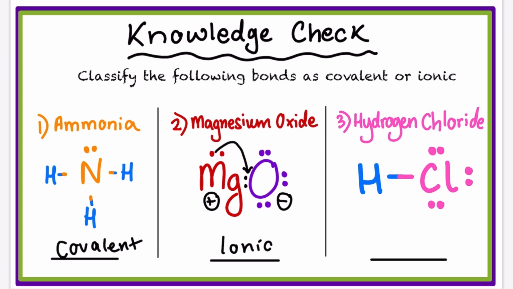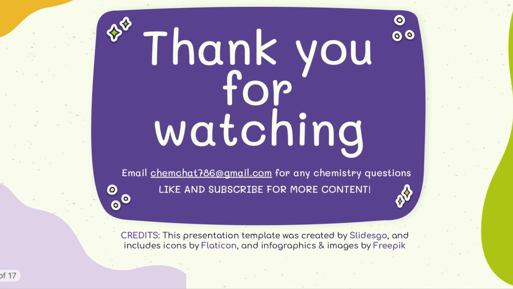Number 3 is hydrogen chloride. All elements here are nonmetals, and I don't see any charges that indicate an ion being formed, so this bond must be covalent. You did it!